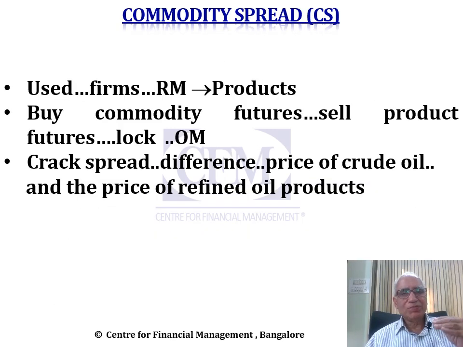A commodity spread is used by a firm which buys raw material from abroad and sells final products in the overseas market. The firm buys commodity futures and sells product futures. It locks in the operating margin. For example, crack spread is the difference between the price of crude oil and the price of refined oil products.